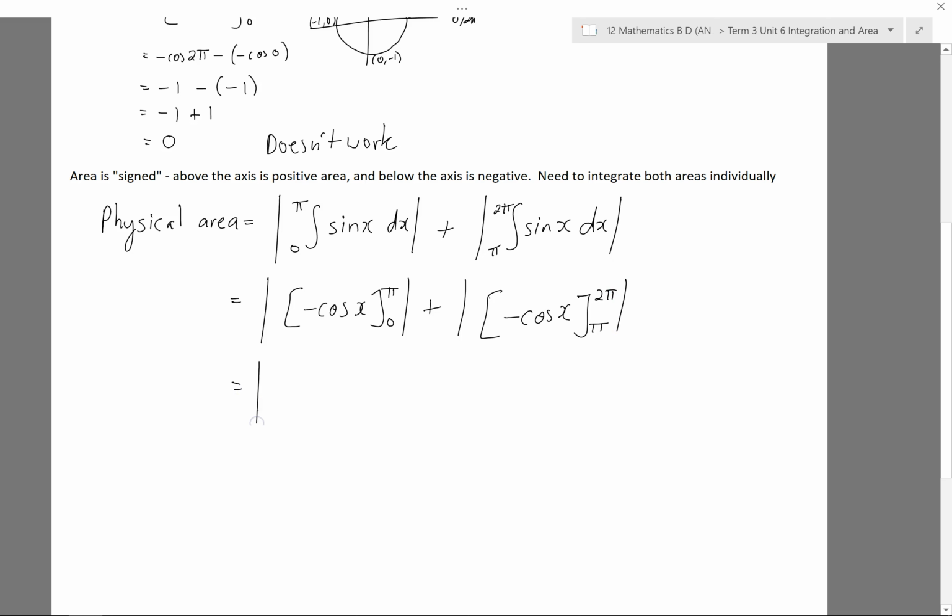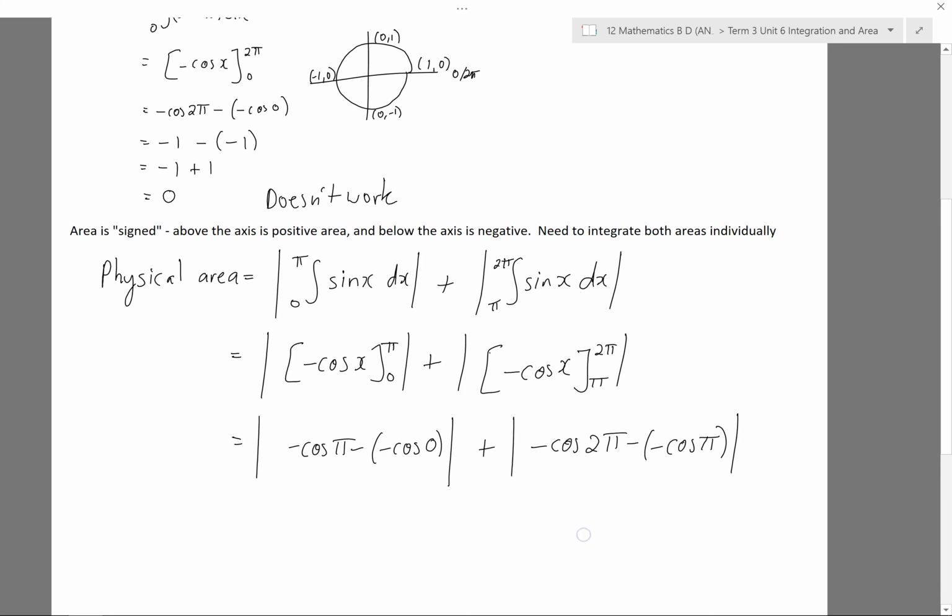Okay, it's going to be a little bit of hard work, but that's okay. Never shy away from a challenge. Cosine of pi minus cosine of 0. And then I'm adding absolute value of minus cosine of 2 pi minus cosine of pi. Okay, the absolute value signs can serve as a bracket as well, so I can get rid of one of those brackets in the left side. Okay, I'll scroll down so I can see my unit circle again.